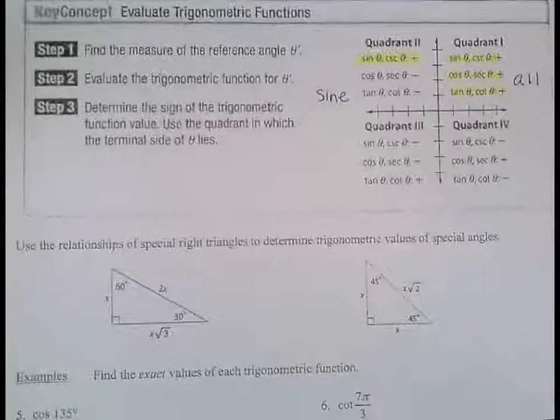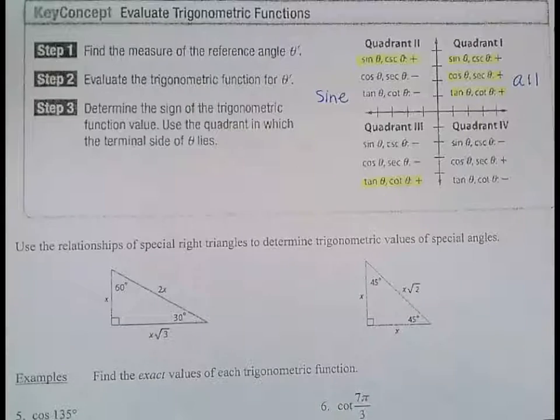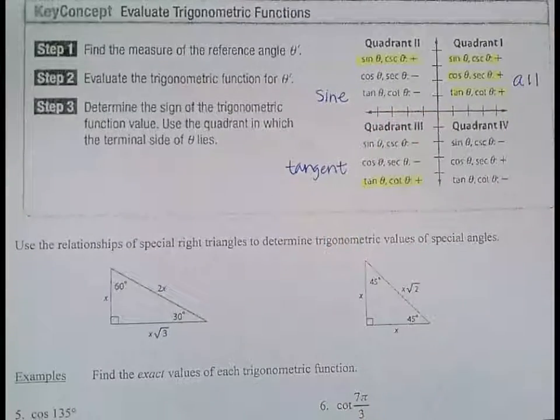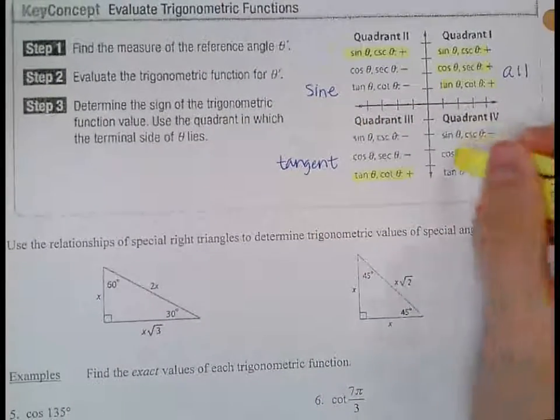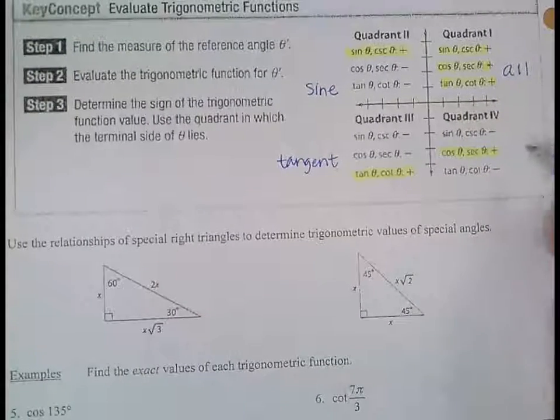In quadrant 3, only tangent and its reciprocal are positive. So sine, cosine, and the reciprocals are both negative. And then in quadrant 4, only cosine and its reciprocal are positive. Sine and tangent and the reciprocals are both negative.